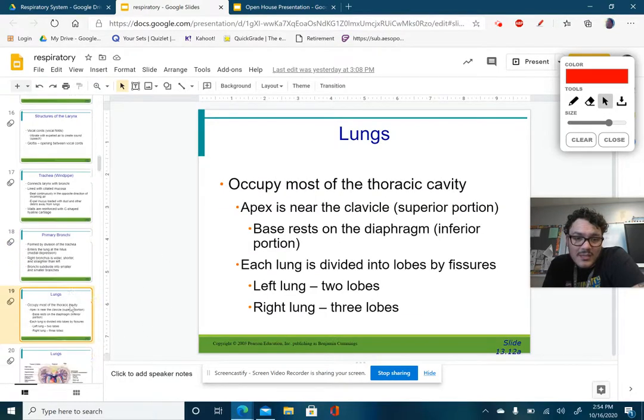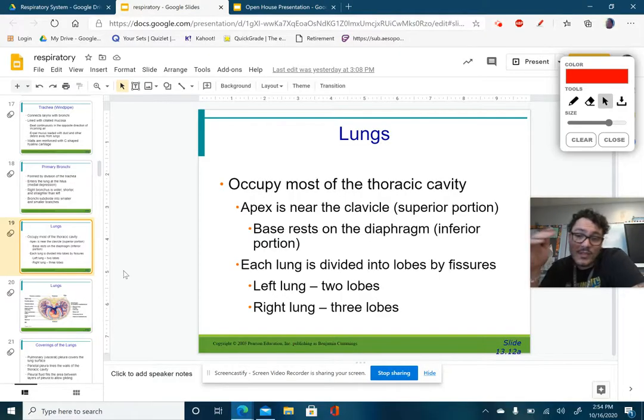Finally, we're in the lungs. As far as the lungs are concerned, they occupy most of the thoracic cavity. They're rather large, after all. The apex of the lungs is near the clavicle, so near the collarbone. The base of the lungs is going to be near your diaphragm. Specifically, it rests on top of the diaphragm.